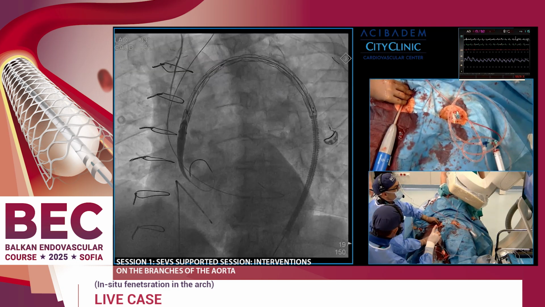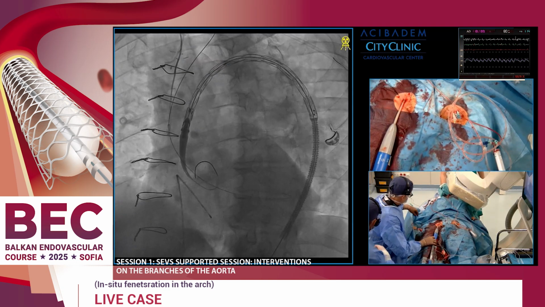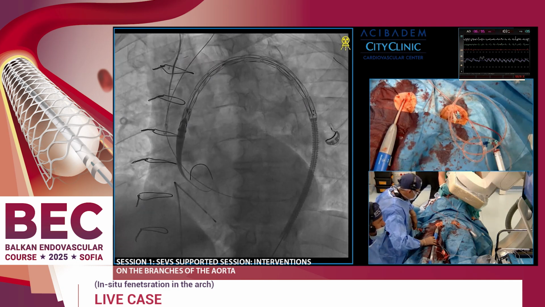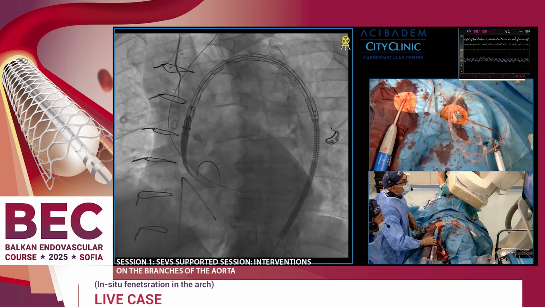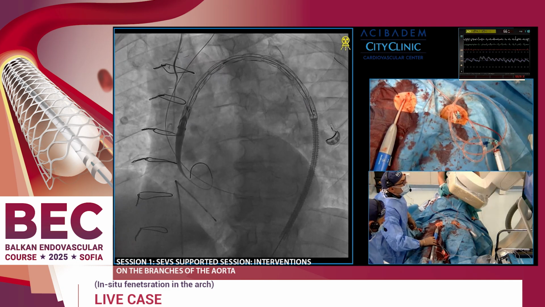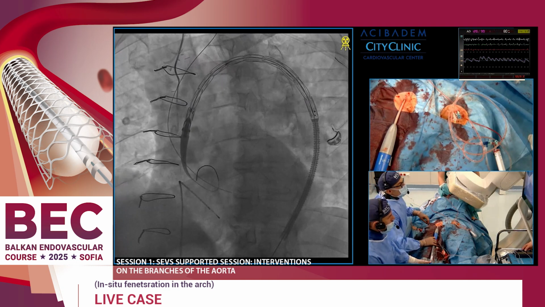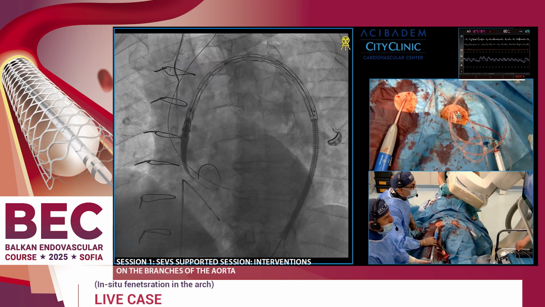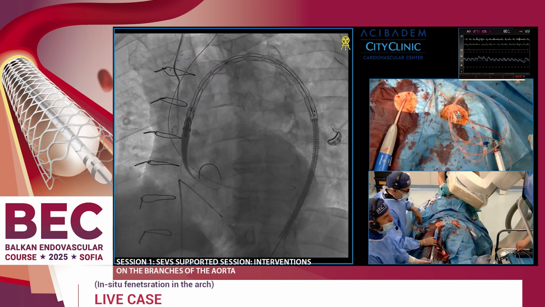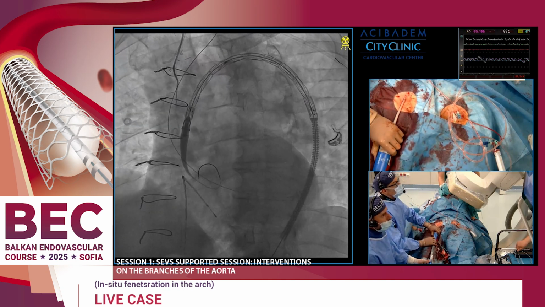Okay, let's check the pacemaker. Frank wants to know what endograft you use. It's a Medtronic Valiant, yes? Valiant Captivia, yes. Large size. We are going to be prepared.